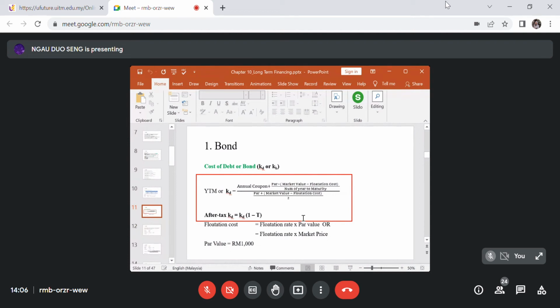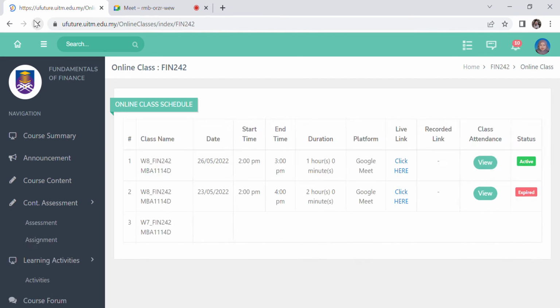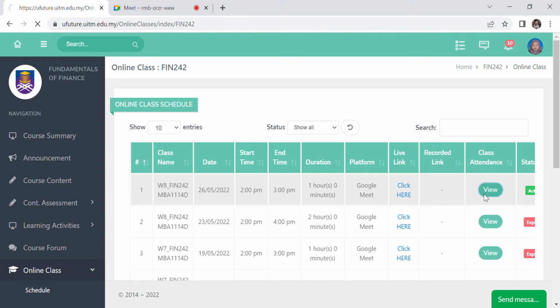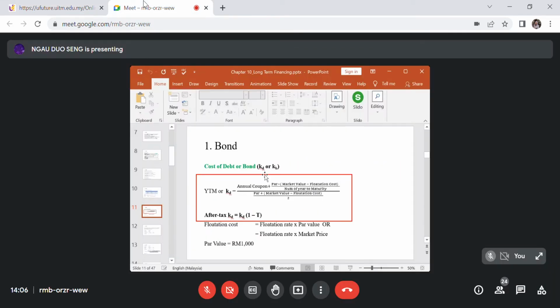So this will be the formula that we are going to use to calculate cost of debt or bond. Before, we calculated after the tax. So we have the YTM, yield to maturity, which is equal to annual coupon plus par minus market value minus flotation cost, divided by number of years to maturity, then divided by par plus market value minus flotation cost divided by 2.